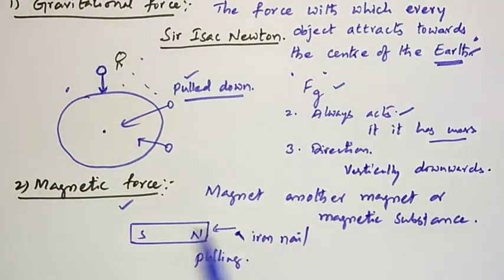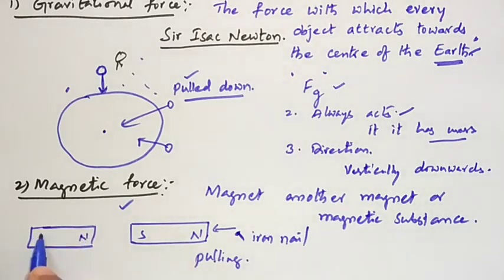Similarly, when I place another magnet here with north pole and south pole, what happens? We learnt the laws of magnetism: like poles repel each other, unlike poles attract each other. These north and south poles are unlike, so there will be attraction. This magnet pulls that one, and that magnet pulls this one. This is pulling, and it is a magnetic force.